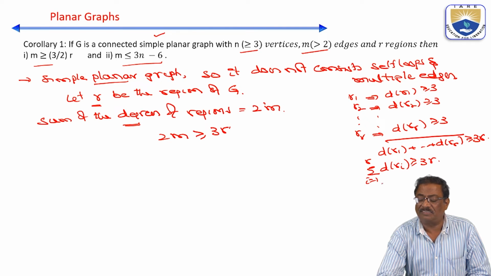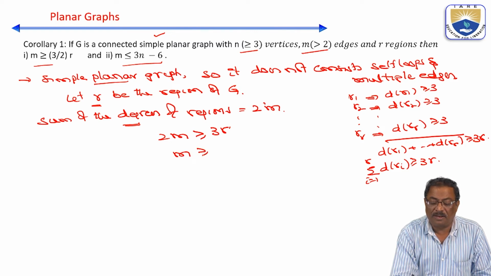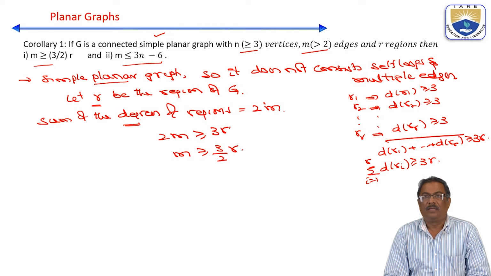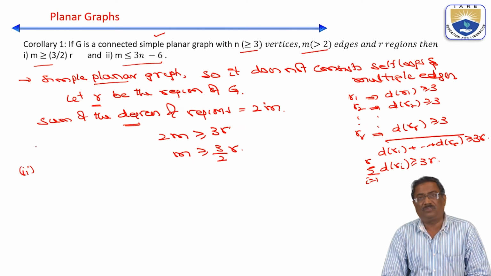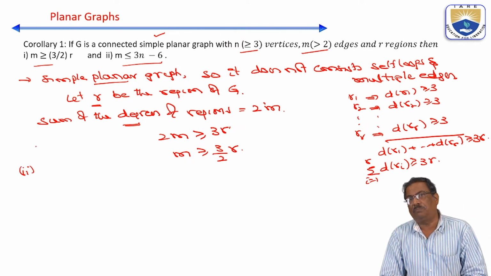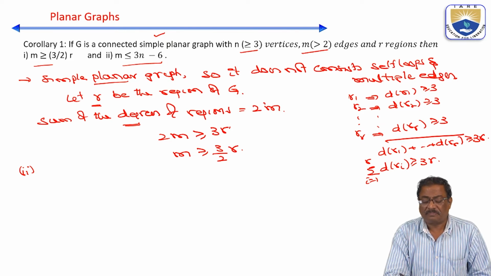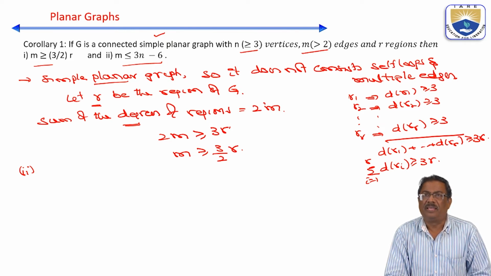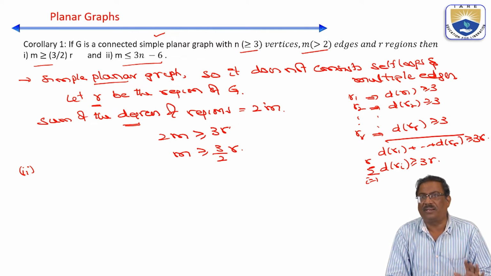By using this, it is nothing but 2 into number of edges. So 2m, so m is greater than or equal to 3 by 2 into r. That is the first one. The first one gives the relationship between m and r. Now the second one is giving the relationship between m and n, that means number of vertices and number of edges.